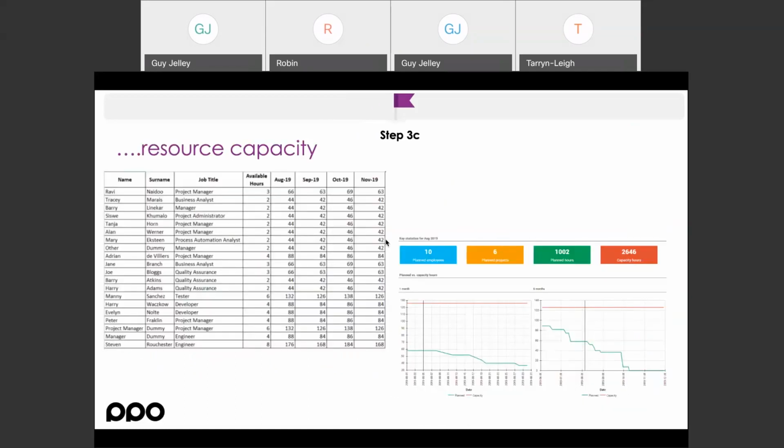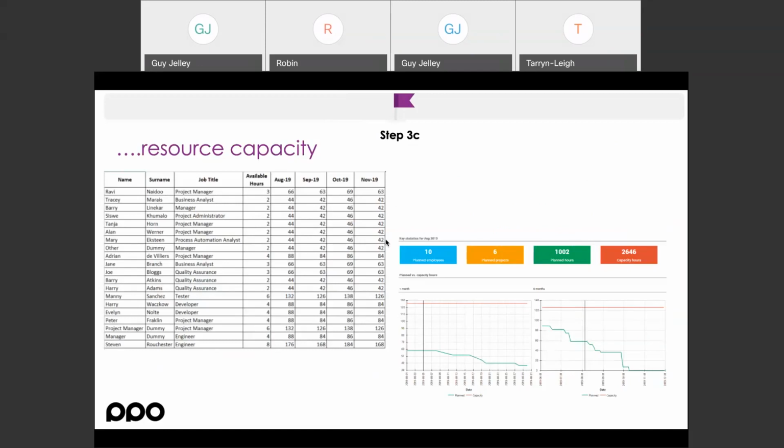Whether it's an Excel spreadsheet like the one on the left-hand side where you've got your resources and you've got available hours and you've calculated the actual resource hours per month, or whether it's something like PPO on the right-hand side where you can actually see we only have 10 planned employees, 2,600 hours, but we already have committed over 1,000 hours to operational work, we then have a very clear view of what our capacity is to run projects.